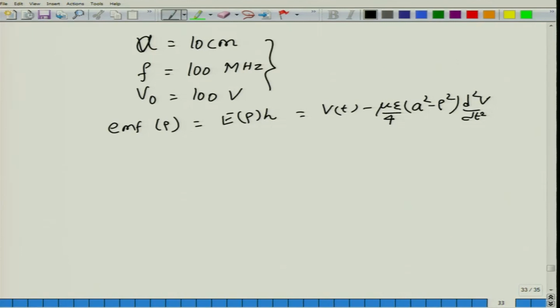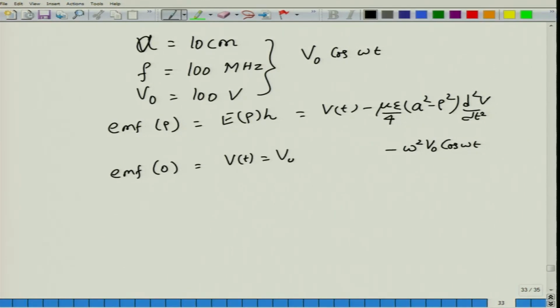If I assume that this is a sinusoidal signal V0 cos omega t, then d square V by dt square will be minus omega square V naught cos omega t, because that is the second derivative of this. And what is the EMF on the axis? EMF on the axis at rho equal to 0 will be equal to V of t itself, which is V naught cos omega t.